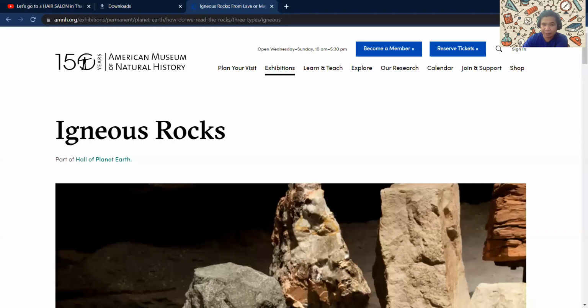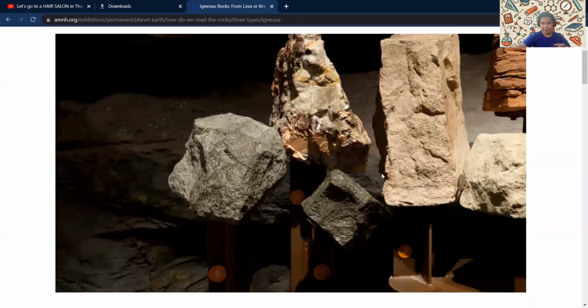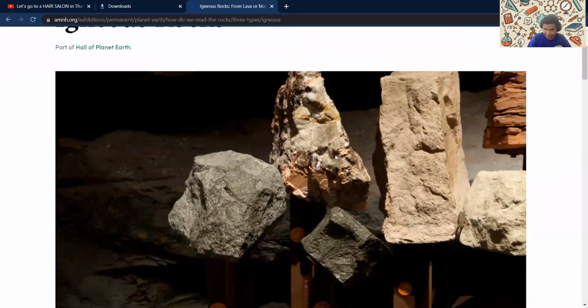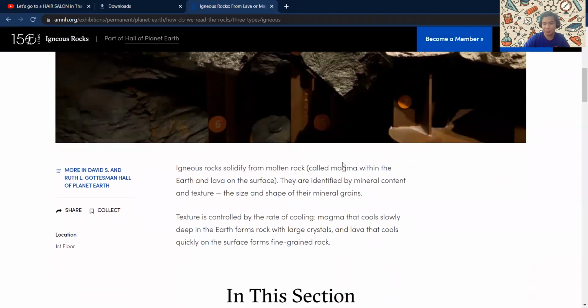Let's find out, shall we? We have a website. There you go. We have a website about igneous rocks. All of these in the pictures are examples of igneous rocks. And if you look at them closely, they have different colors, they have different shapes. But how do we know which of them are igneous rocks? Let's go down a bit, shall we?